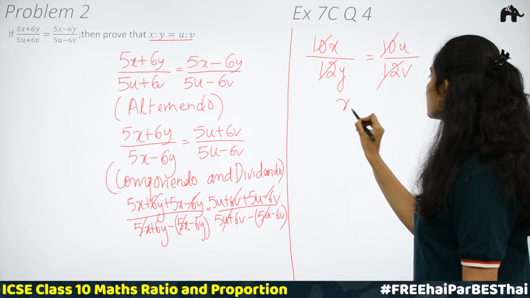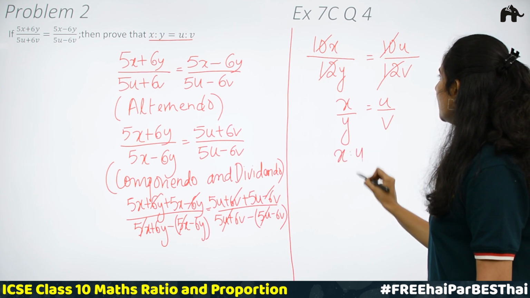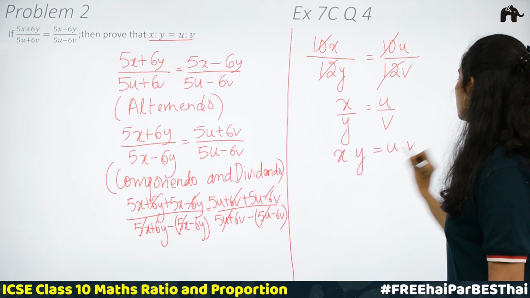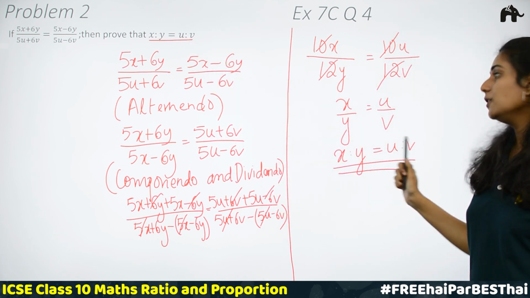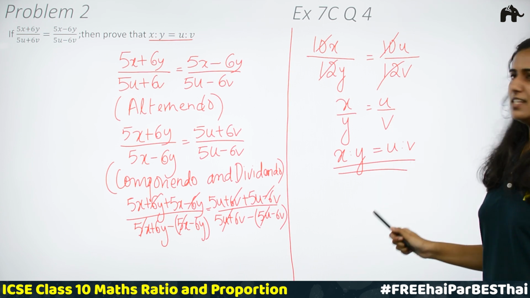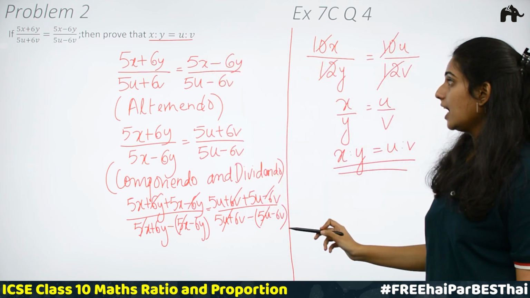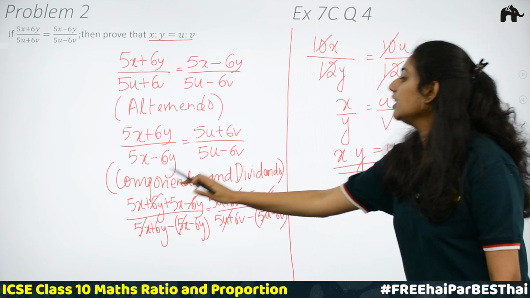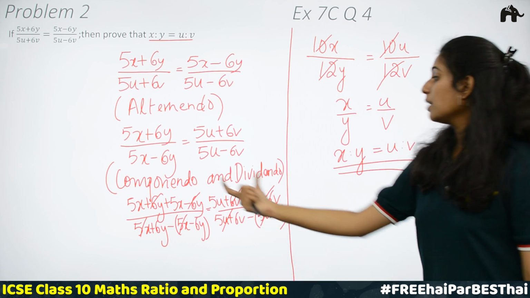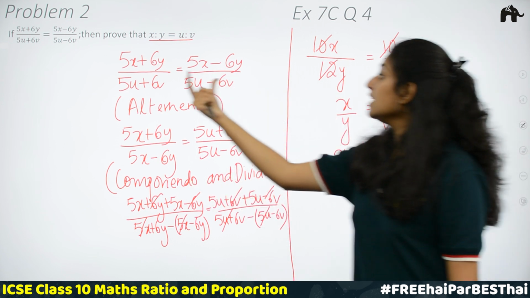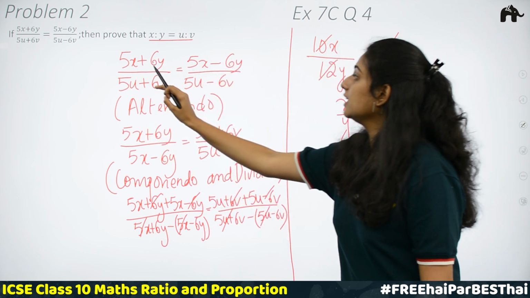We will be having x by y is equal to u by v, or x is to y is equal to u is to v. This is what we had to prove. Understood? Very easy, right? We have to first have an idea about what we need to prove. To prove this, we need to apply the componendo and dividendo property. To simplify this, we are cancelling many terms here. For applying the componendo and dividendo property, we need similar terms in the numerator and denominator. For that purpose, we are applying the alternando property and shifting the terms.